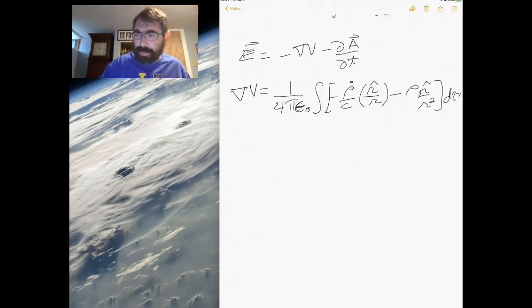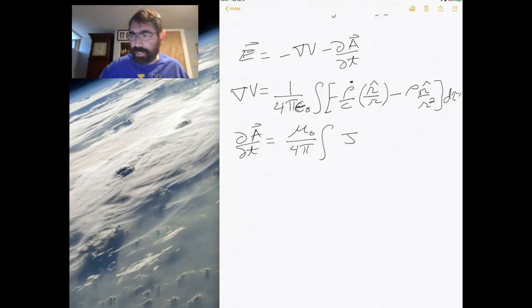For the time derivative, we essentially have mu 0 over 4 pi and j dot. So we take the time derivative of the current. This distance is not changing in time. Integrate over the volume. So those are the two pieces. And the question is, can we really clean it up from here? So let's give it a try.